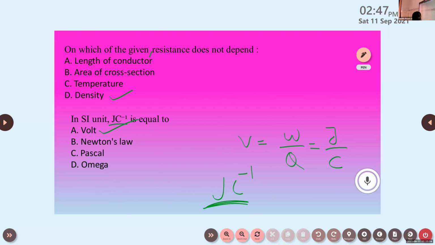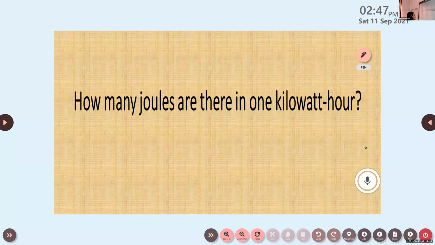The last question. How many joules are there in 1 kilowatt hour? Girls, quickly. I need the answer from you. 1 kilowatt hour is equal to 3.6 into 10 raised to 6 joules. 10 raised to 19 is wrong. 10 raised to 6 joules. The 10 raised to 6 I heard from girls.